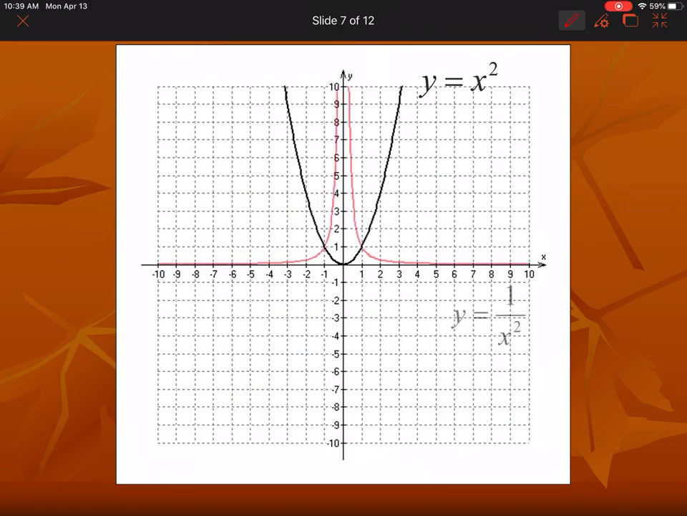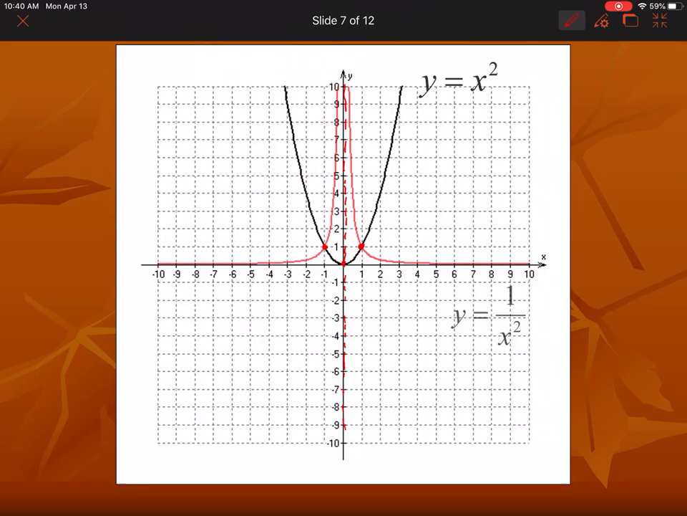Y equals x squared. If I want to do the reciprocal of y equals x squared, I look and go, okay, where y equals x squared is 0 right there, I can't go 1 over 0. So I get my vertical asymptote there. Where are the intersection points? Where the y values are 1.